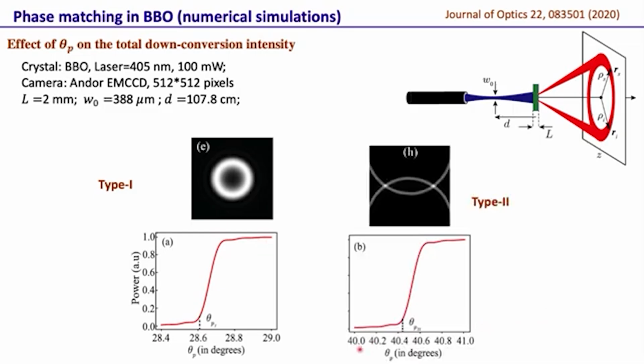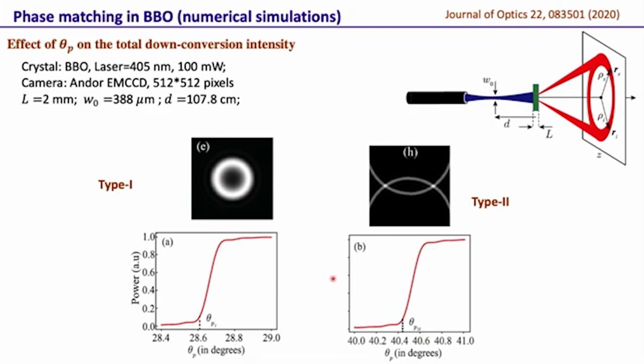In the case of type 2, we have to go to theta p around 40.4, and before that there's no type 2 being satisfied. Around 40.4, the type 2 phase matching conditions start to get satisfied, and at that point we start with 2 blobs here, and then if we increase theta p from there on, we have these 2 rings. From 40.4 to 40.6, it achieves the maximum down conversion efficiency, and after that, if we increase theta p, the only effect is that it increases the size of the ring, but the total power contained in those rings remains the same.